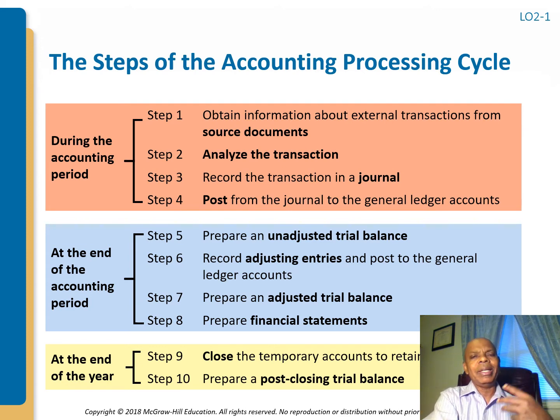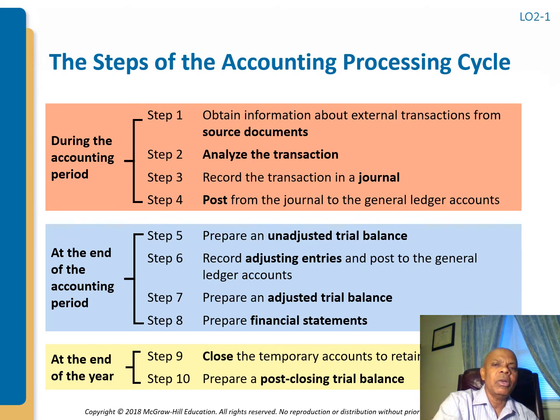It's usually automatic. When you make a journal entry, it goes directly to those accounts. That's the way it's set up in the system. Now this is during the accounting period. When it comes to the end of the accounting period, what do you have to do? You put together step 5, prepare an unadjusted trial balance, based on all these accounts, listing all the account balances by account name. That's the unadjusted trial balance.